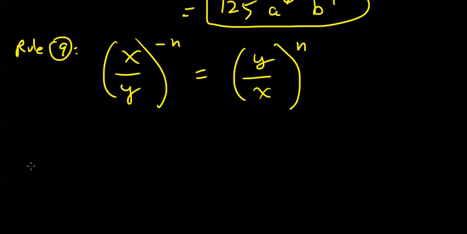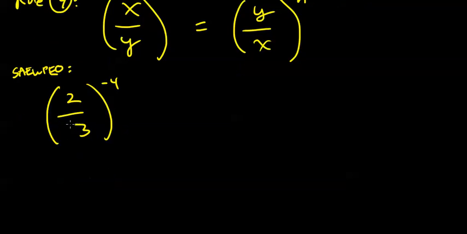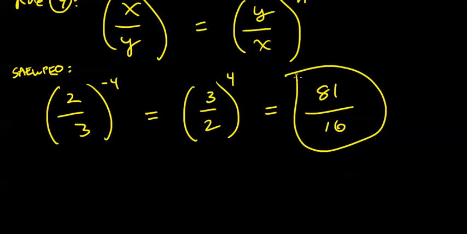For example, let's say I ask you to evaluate 2/3 to the minus 4th power. Again, simplify and express with positive exponents only. That is our task for this problem. Well, according to Rule 9, all you've got to do is invert that fractional base and change the sign of the outer exponent. Then it's a breeze. 3 to the 4th is 81, and 2 to the 4th is 16. 81 over 16, right?